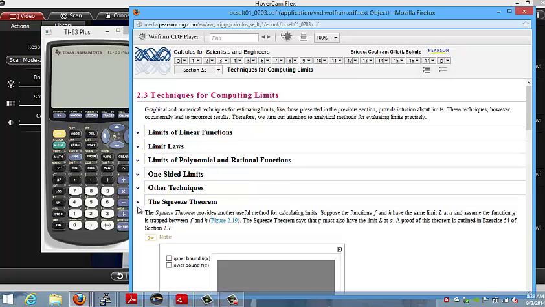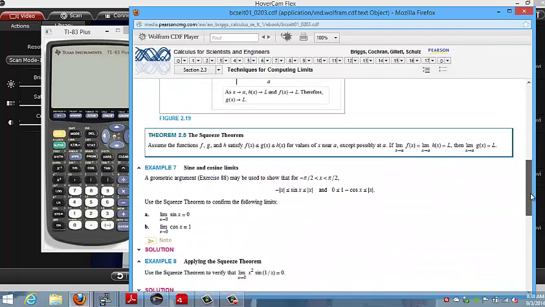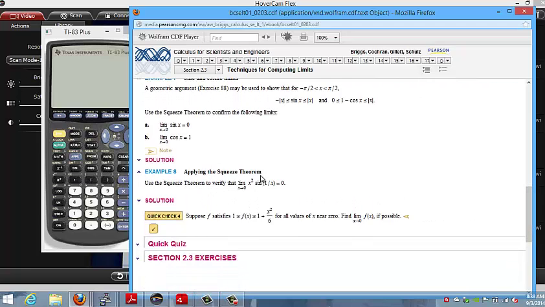But here's something that was in the book. That number 2 on the board, they talk about x squared times the sine of 1 over x. Here it is, Example 8, applying the squeeze theorem. So B up there says, use the squeeze theorem to verify that this limit actually equals 0. So we want to talk about that. Why does this one equal 0? Why?